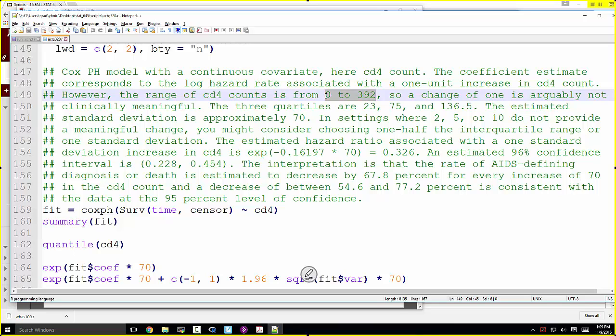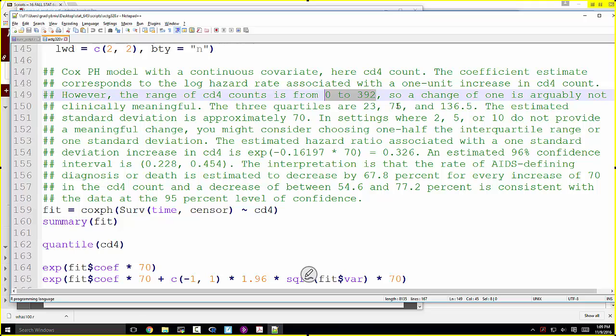So arguably it's not all that interesting to tell a clinician what we think happens for every 1 unit increase of CD4. I would never consider one person versus another in terms of a difference of 1 in CD4, say. So it'd be more useful for descriptive purposes if we would maybe change the scale to make the interpretation of the coefficient more clinically relevant.